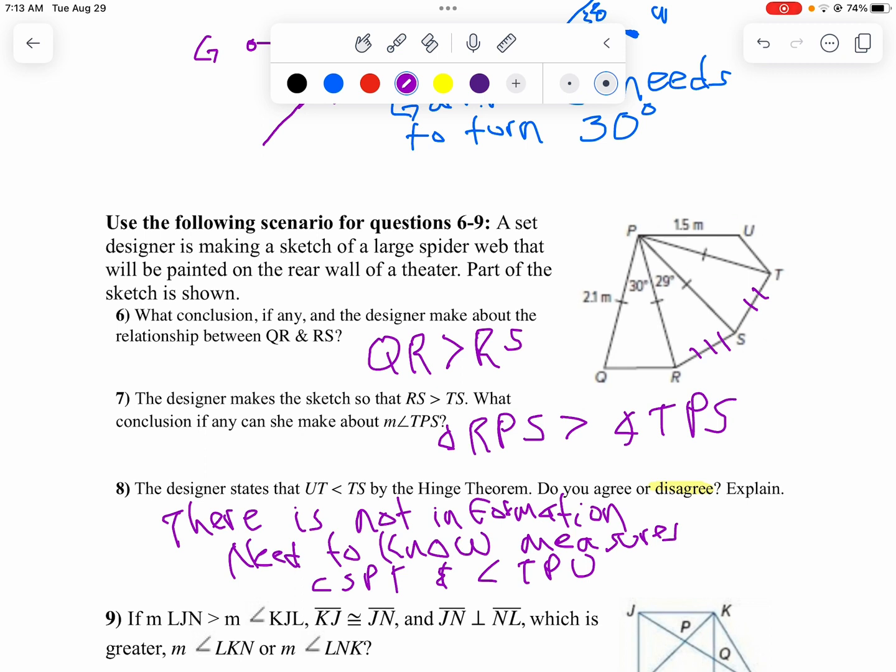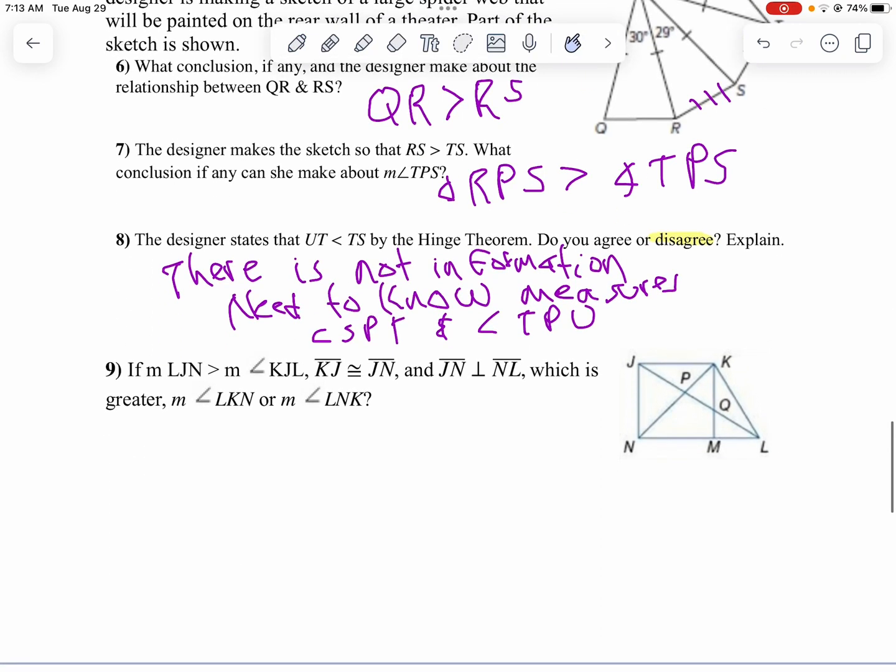Moving on to question number 9 here. Now, on number 9, we're told angle LGN is congruent to KJL. We know KJ is congruent to JN. Got to find JN there. And we know JN is perpendicular to NL. We got that right angle there.